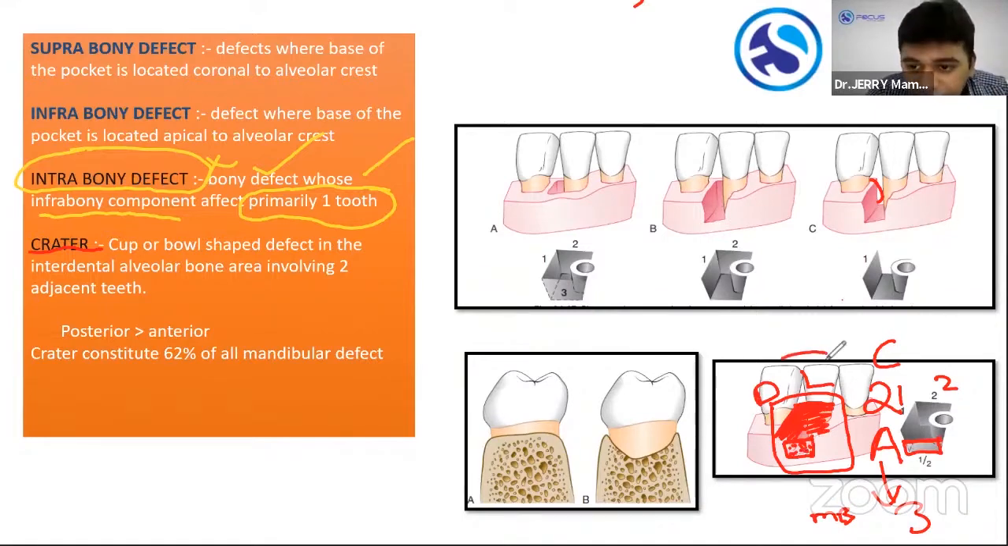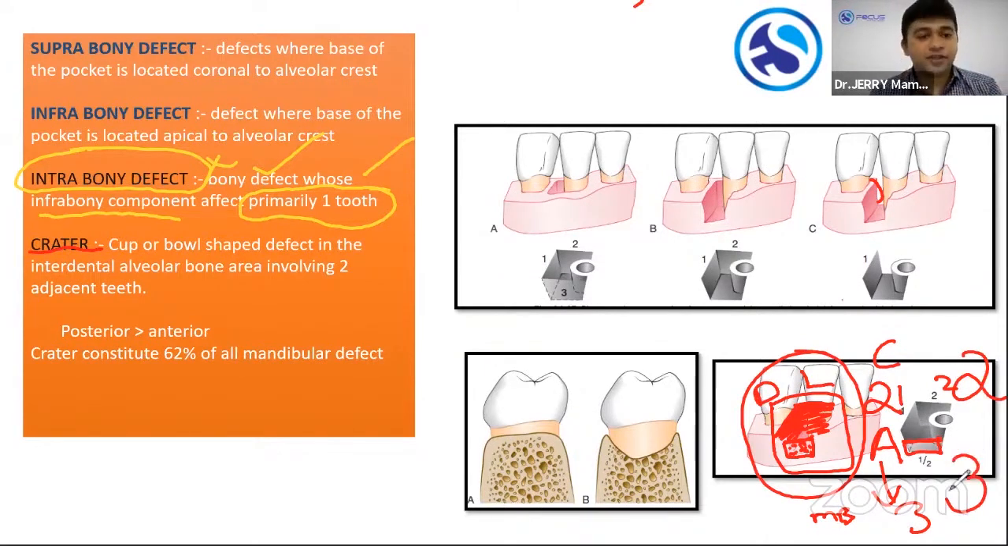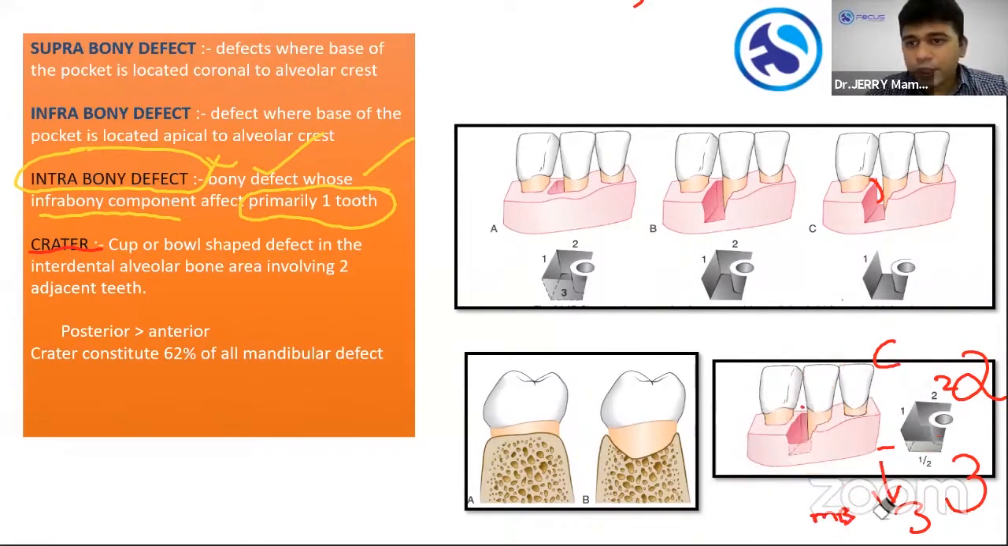So in one defect itself, at the coronal end you have two walls, and at the apical end you have three walls. That is called a combined defect, where it is a combination of two defects. I hope it is clear now.